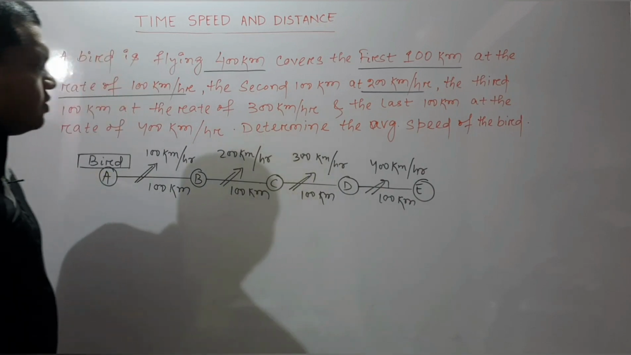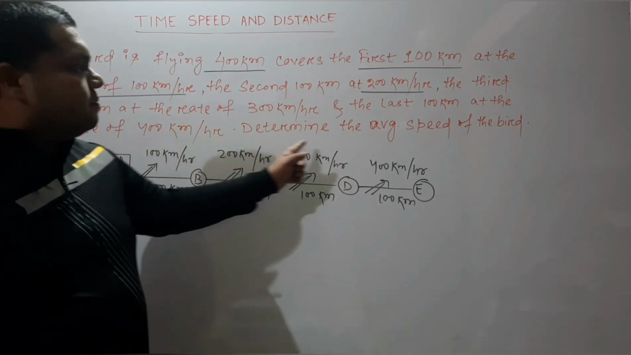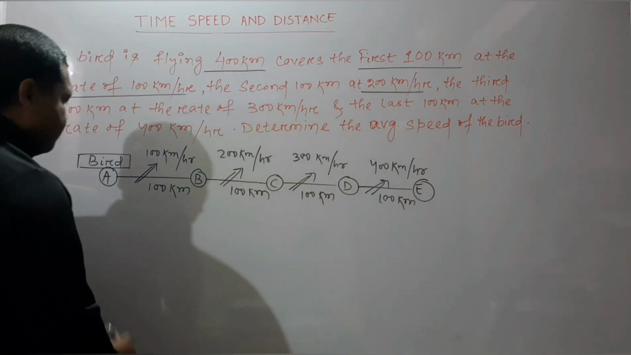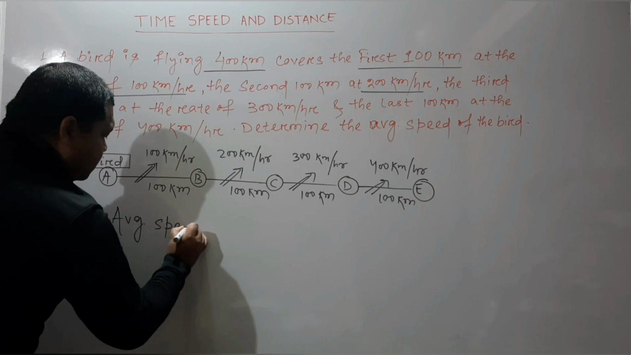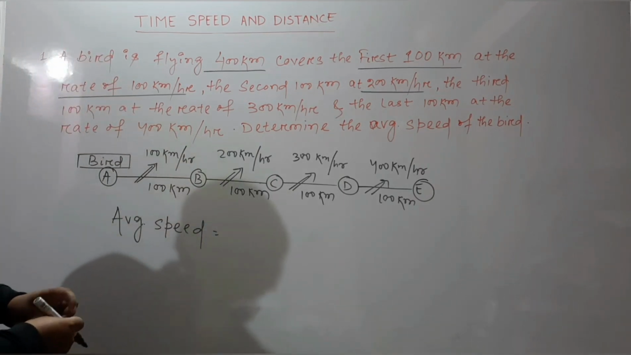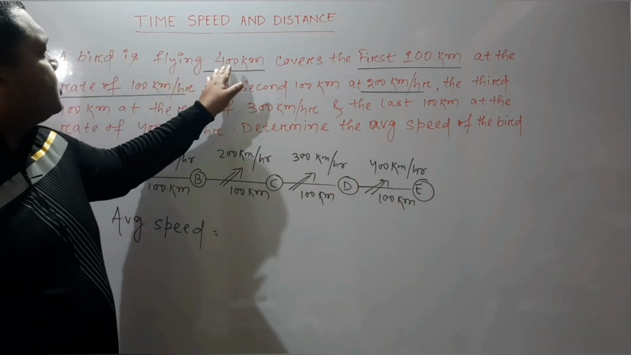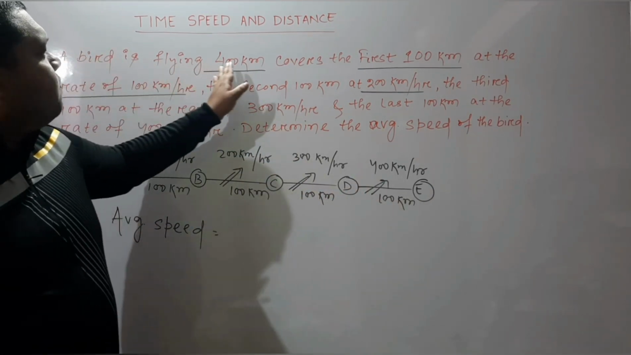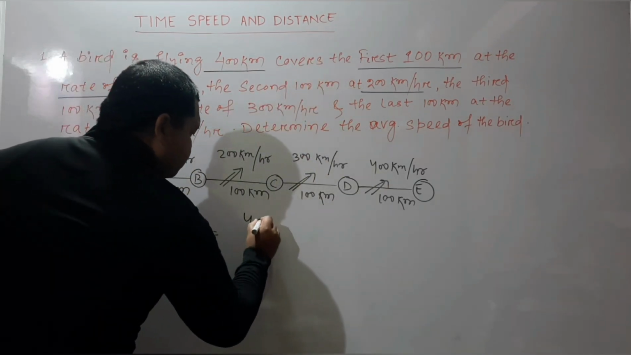So for this case, we have to find the average speed. So how to find the average speed? Normally average speed is total distance traveled divided by total time taken. Here total distance is 100 plus 100 plus 100 plus 100, and it is also given in this question: a bird is flying 400 kilometer. Clear? So total distance is 400.